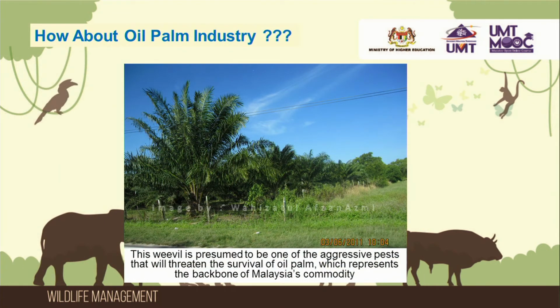This weevil is presumed to be one of the aggressive pests that will threaten the survival of oil palm, which represents the backbone of Malaysia's commodity. Malaysia has more than 5 million hectares of oil palm, which provides a stable source of income to many smallholders and the Federal Land Development, or FELDA, settlers of the country. Therefore, urgent action is crucially required to avoid significant economic yield losses before it is too late.